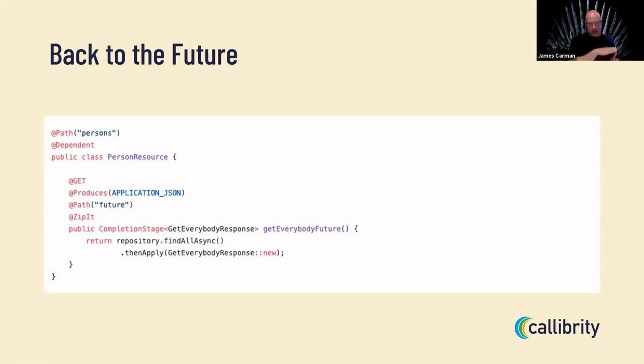Now, again, this kind of goes back to what we talked about earlier about API design and our classes. If I do an async response as a parameter, it makes it harder for people to understand what's going on, right? But here, they can say, oh, it's completion stage, so it's asynchronous. I don't really care about that, but I do care about the type, which is get everybody response.